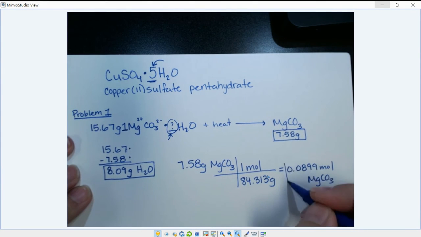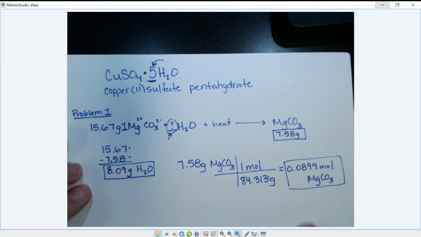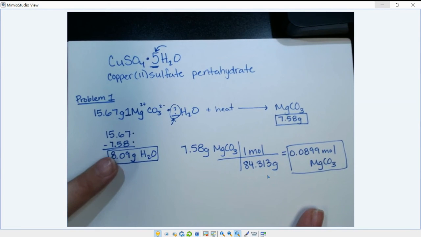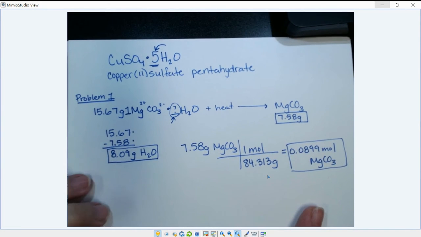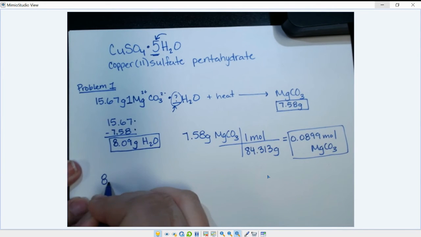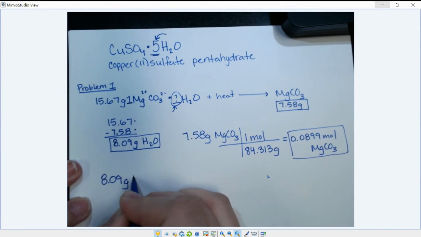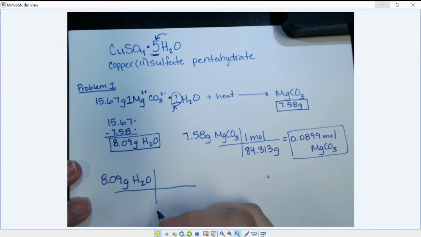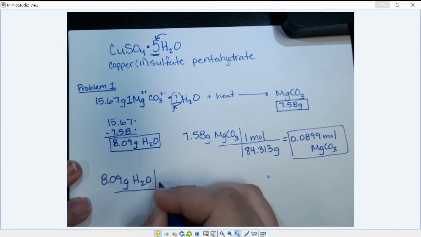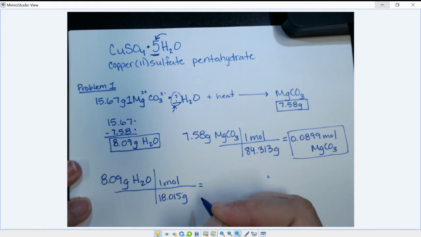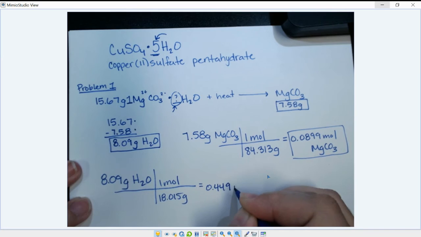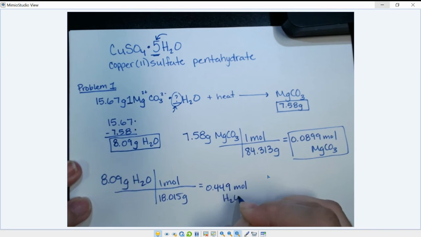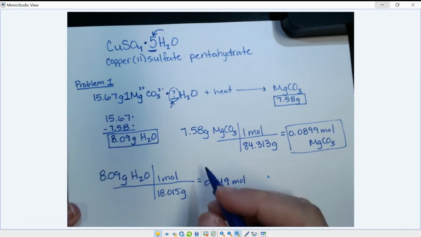So that's phase 1. The next thing I need to know is how many moles of water is represented by 8.09 grams. I'll do the same thing. 8.09 grams of H2O, divided by its molar mass, which is 18.015 per 1 mole. And I find that this is 0.449 moles of H2O that was lost through heating.